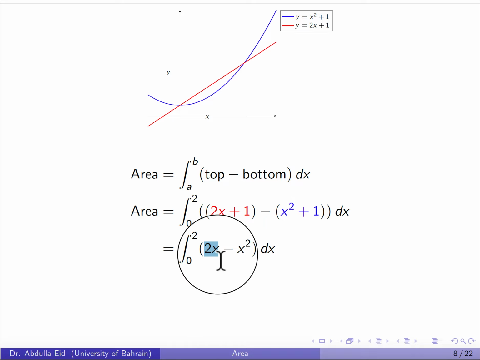Now you ask yourself, what is the integral of 2x? Yes, you are right, it's x squared. What is the integral of x squared? It is x cubed, because we add 1 to the power and we divide by the new power. So it will be x cubed over 3. Final step, substitute 2 and then substitute 0, which gives 4 over 3. And that's exactly what we need for this question here.